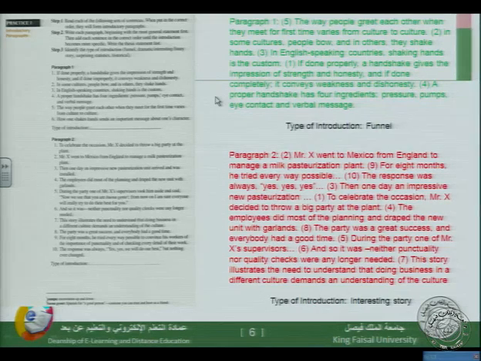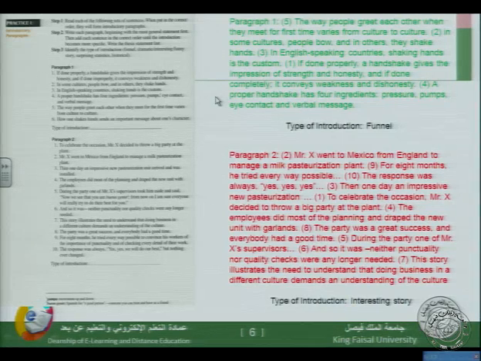Step number 3, you need to identify the type of introduction. Remember, we have a funeral introduction, we have a dramatic introduction, we have an interesting introduction, we have a funny introduction, we have a story introduction, we have a surprising statistics or facts introduction, we have a historical background introduction. Do you remember all of these? We have covered them actually in lecture number 1 or 2.